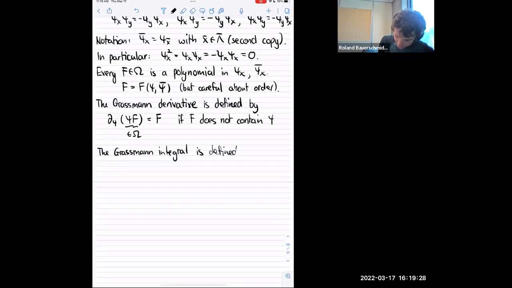Sorry, maybe I missed something, but if the psi is, say, inside the polynomial, but not on the left? Yes, then you have to commute it to the left. So in every factor, you have to commute this psi to the left before canceling it. Okay. And so that would pick up some signs.